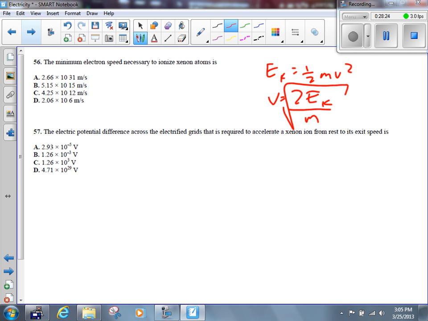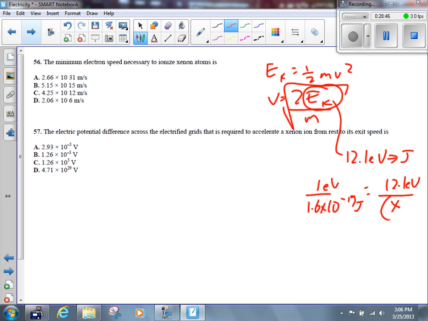Kinetic energy is given to us on that sheet. The mass is given to us on our data sheet. We just have to convert the kinetic energy from 12.1 electron volts to joules. We're going to do that by saying 1 electron volt is equal to 1.6 times 10 to the minus 19 joules. 12.1 electron volts is equal to x joules. Get that number, plug it into there, solve for speed. When we do, it works out to be 2.06 times 10 to the 6 meters per second.